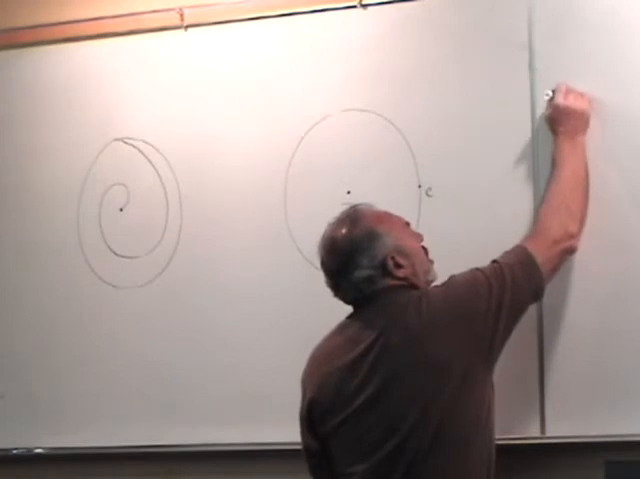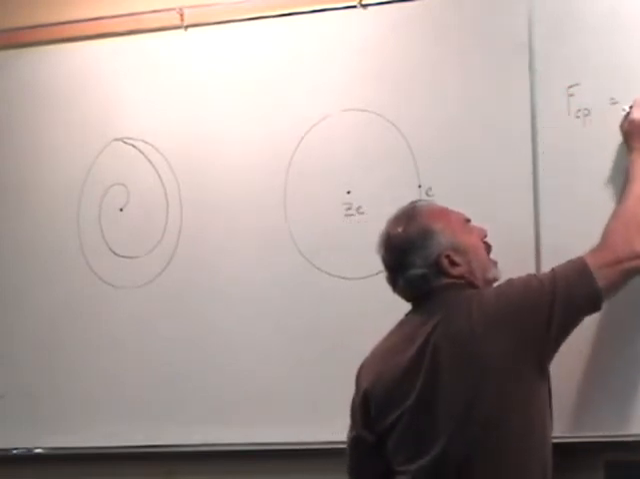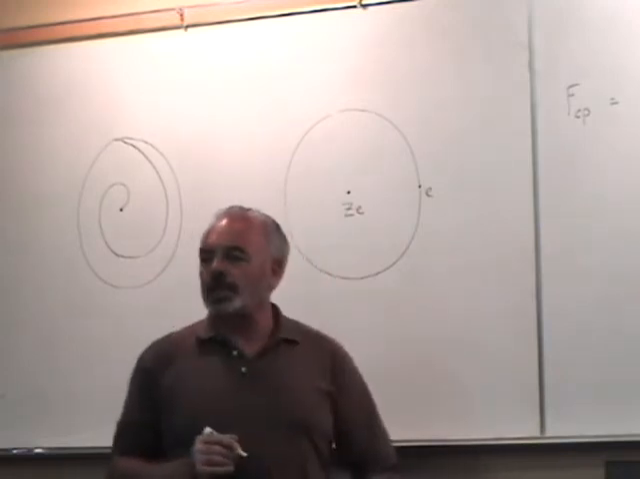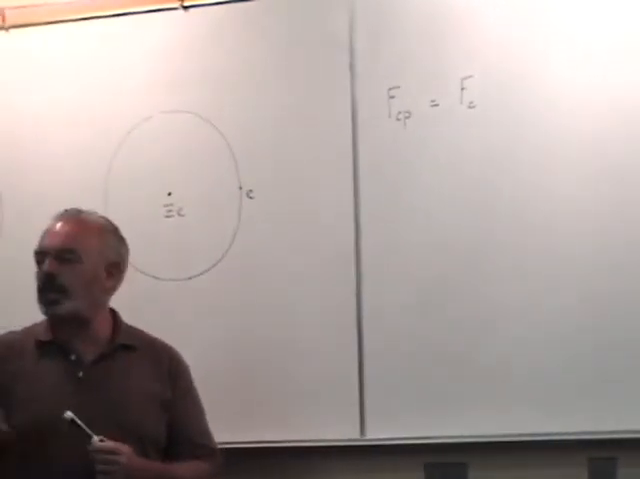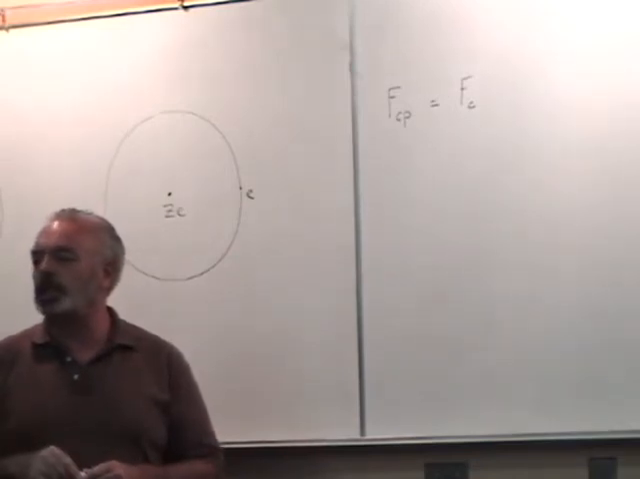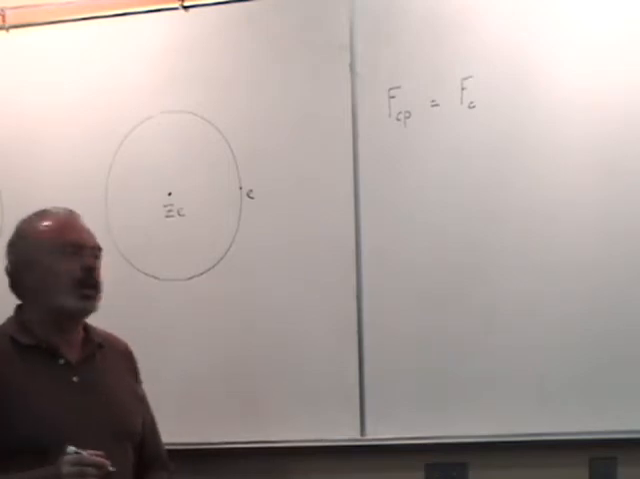So F_CP, the centripetal force, is provided by the Coulomb force. That's where we're going to start. Now, if you're still worried about the classical radiation, don't worry, we're going to take care of that in just a moment. So centripetal force is mv squared over r.